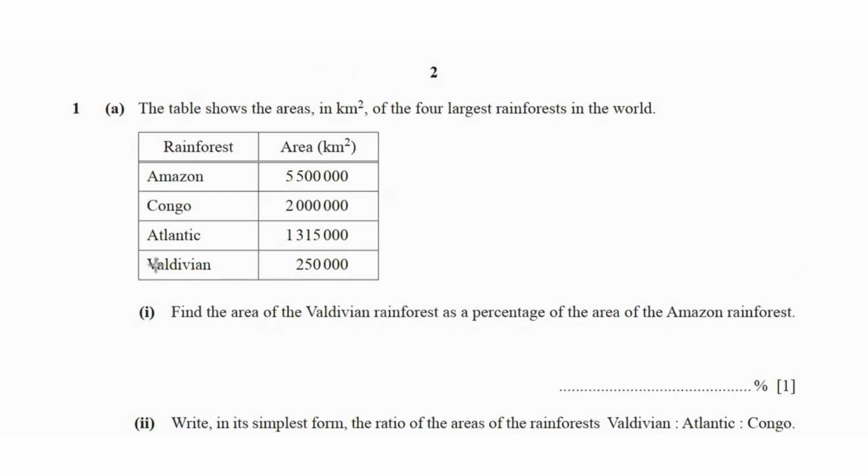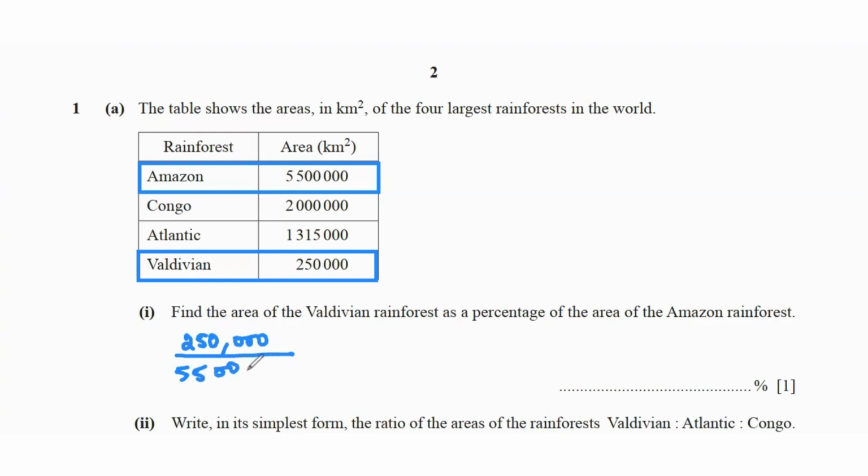So it's the Valdivian rainforest and this is the Amazon rainforest. So that's going to be 250,000 divided by 5,500,000 times 100. And that's going to give us 4.55%.